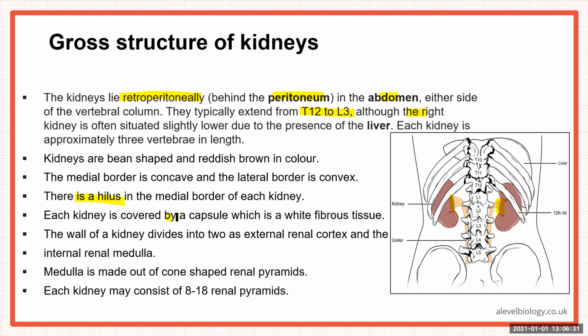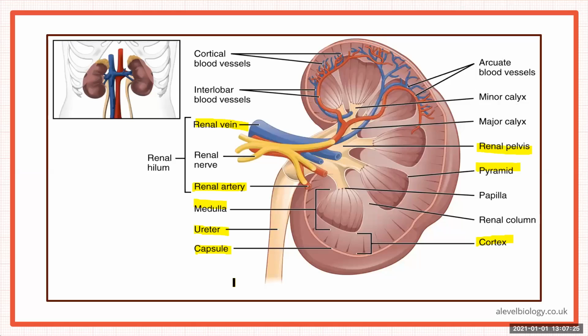Then each kidney is covered by a capsule, a protective layer which forms a fibrous tissue. So the outer layer is the capsule. Then if we look at the microscopic structure, it is divided into an external renal cortex and an internal renal medulla, which we are going to look at in the next slide. The medulla is made out of cone-shaped renal pyramids, and each kidney may contain around 8 to 18 renal pyramids. We'll have a look at it in the next slide.